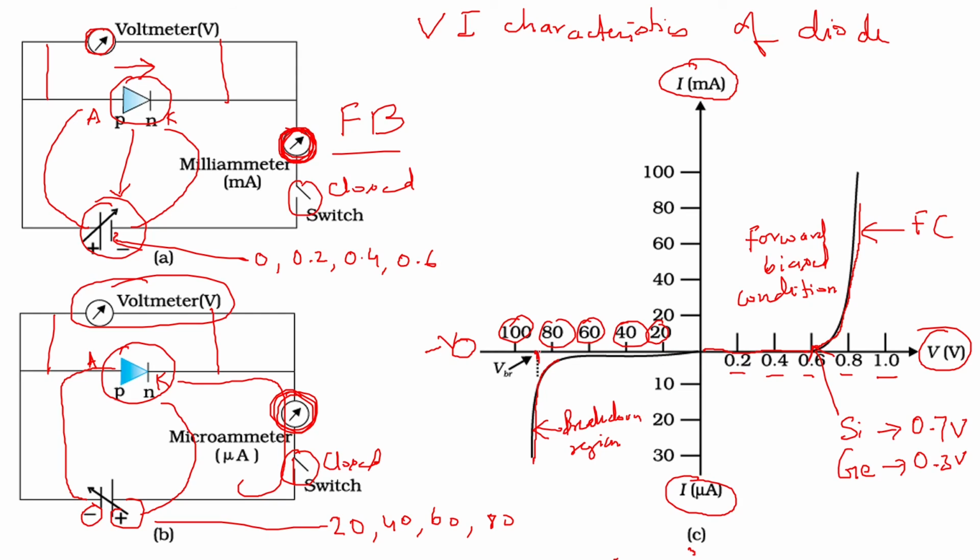Now here this breakdown occurs. So this is called your breakdown voltage, VBR. Clear? Now this is the graph which is showing the reverse bias condition. So in the first quadrant, we are showing the forward bias condition. In the third quadrant, we are showing the reverse bias condition. So this is nothing but your voltage-ampere, that is VI characteristics of a diode.